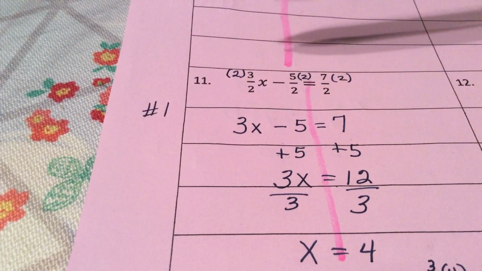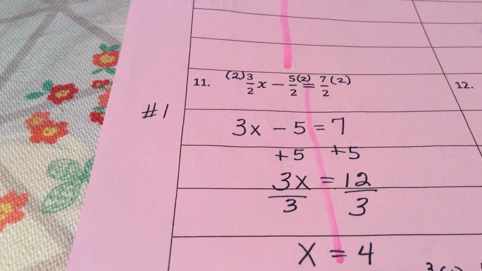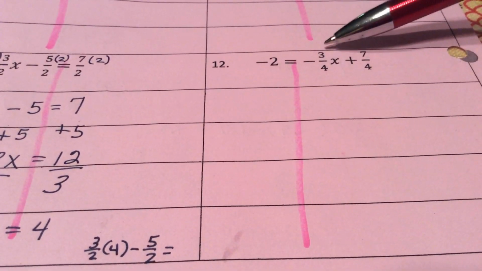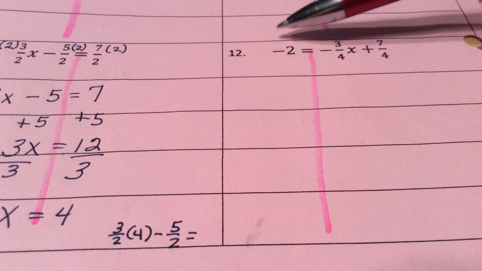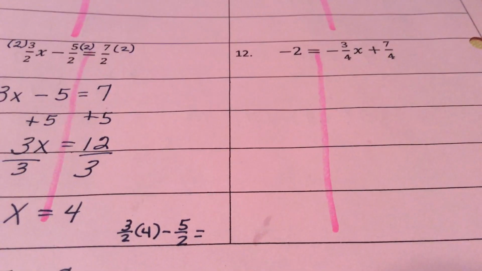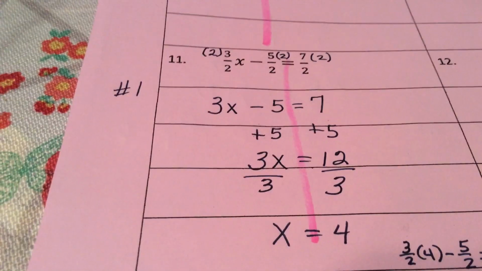Now you have to multiply by 2, by 2, and by 2. If you look over here at this one and you want to try this way, you will multiply this fraction by 4, this fraction by 4, this fraction by 4, and you will have to multiply the negative 2 times 4. You'll have to multiply all of them by the 4.